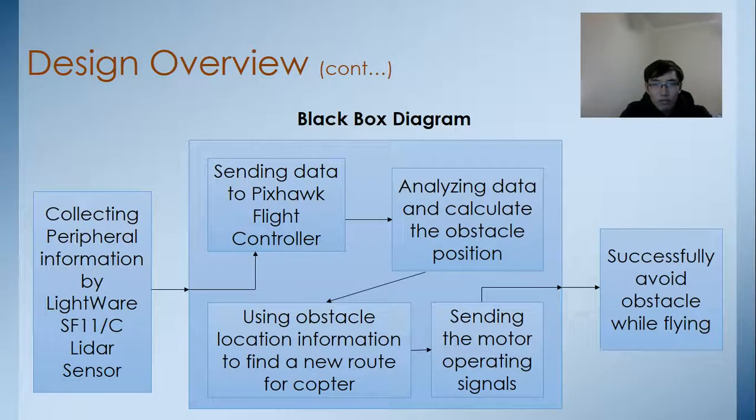And for the detail of the black box, the inner part is about the data that will be sent to the Pixhawk flight controller, and the flight controller will then analyze the data and calculate the obstacle location. After we get the obstacle location information, we will find a new route for the copter, and the flight controller will send the operating signals to the motors. This will help the quadcopter to successfully avoid obstacles.